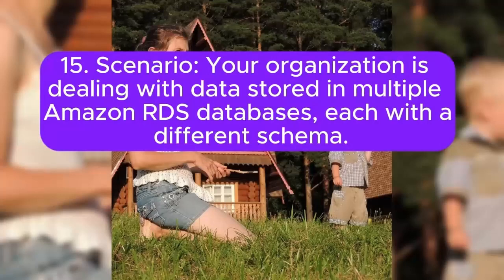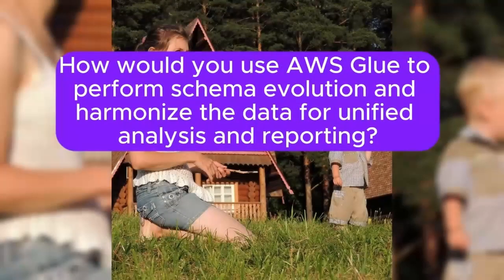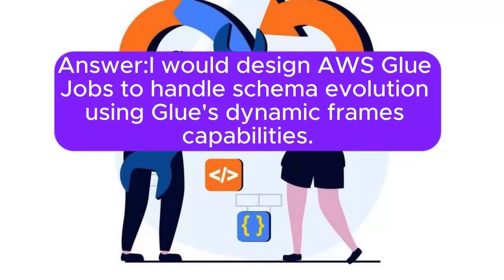15. Scenario: your organization is dealing with data stored in multiple Amazon RDS databases, each with a different schema. How would you use AWS Glue to perform schema evolution and harmonize the data for unified analysis and reporting? Answer: I will design AWS Glue jobs to handle schema evolution using Glue's dynamic frames capabilities.